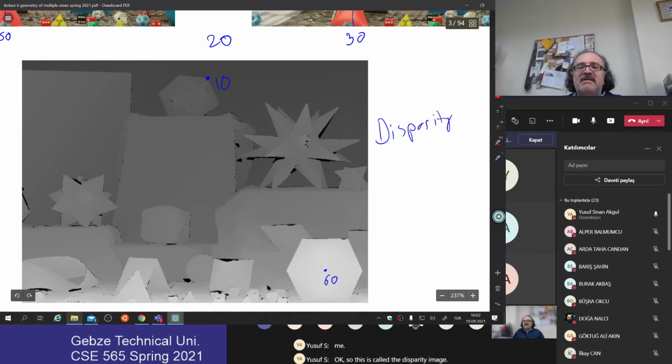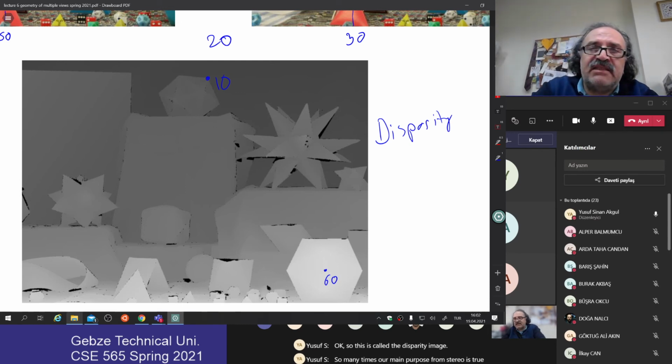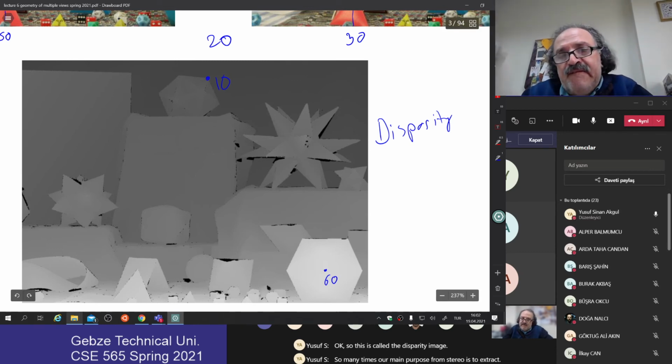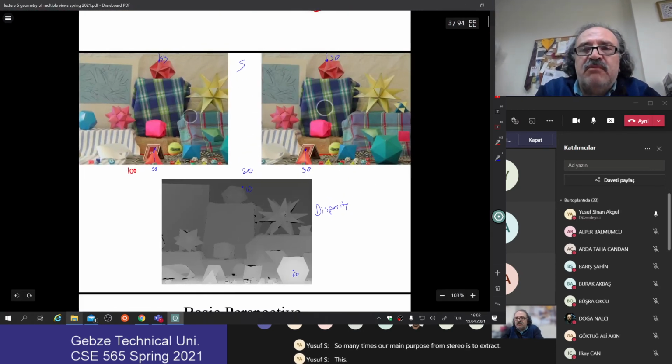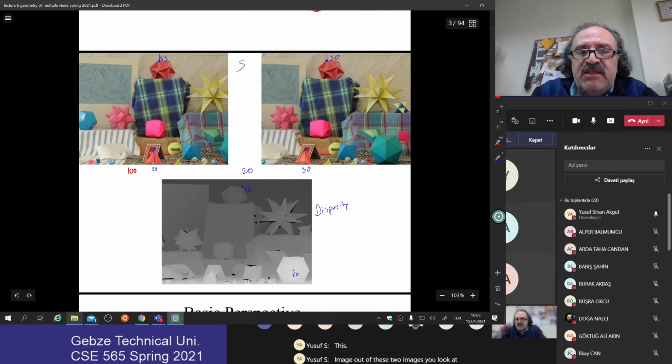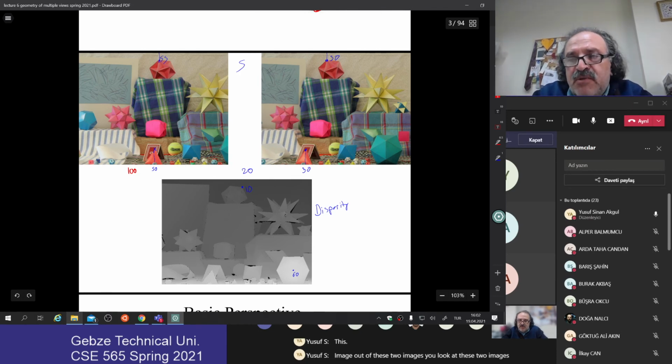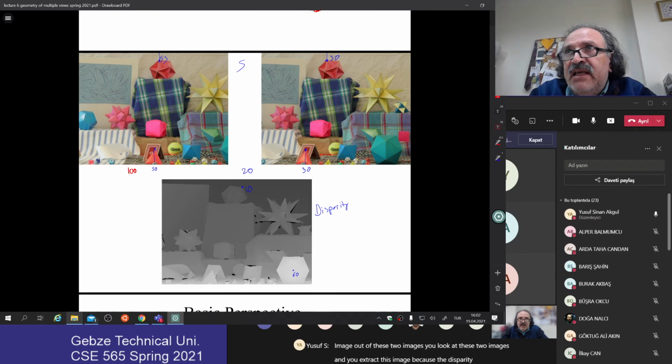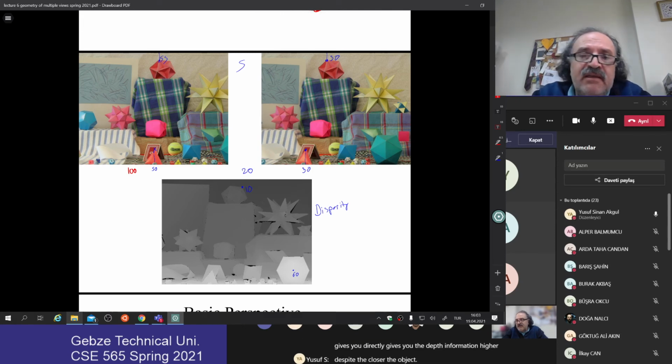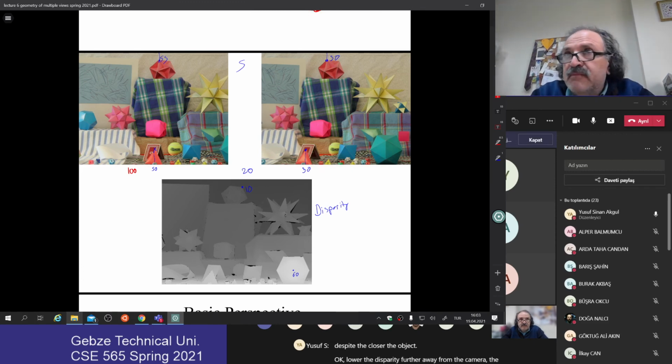So many times our main purpose from stereo is to extract this image out of these two images. You look at these two images and you extract this image, because the disparity directly gives you the depth information. The higher the disparity, the closer the object. The lower the disparity, the further away from the camera the object is. Okay, so that's what we are gonna do.